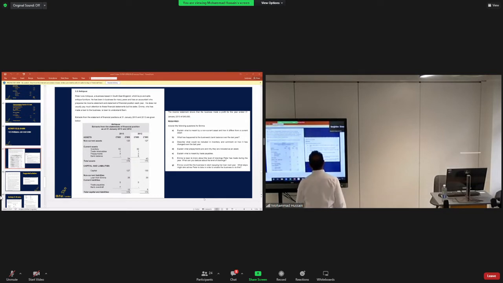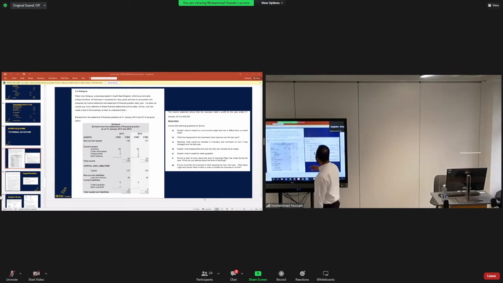So explain what is meant by trade payables. What are trade payables? Trade payables is something you receive but you don't pay for yet. You need to pay, so it's a liability. Absolutely. So you are already answering the questions in your assignment.